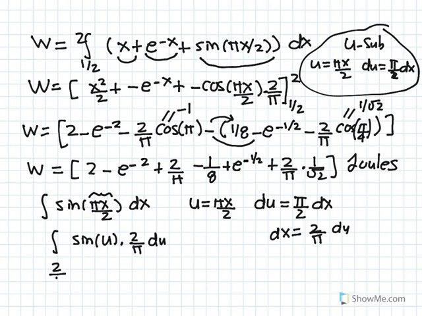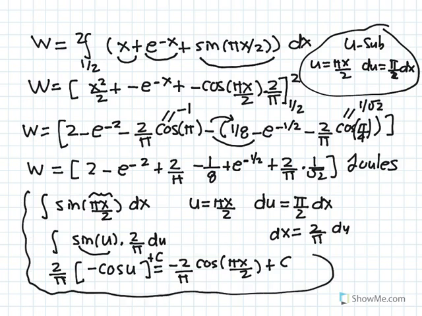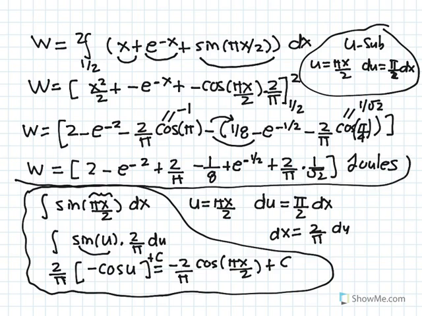2 over pi is a constant, it comes out, and we integrate sine of u. The integral of sine u is minus cosine of u. Now substitute u back in, and we get minus 2 over pi cosine of pi x over 2 plus c. I should really put a plus c here too, just to be accurate. All right, so this is just showing the integration step for the integral of sine of pi x over 2, which is just a u substitution. But of course, the big picture is that we found the work done, and this is the work. There it is. Let me put that in a circle here. All right, thank you.